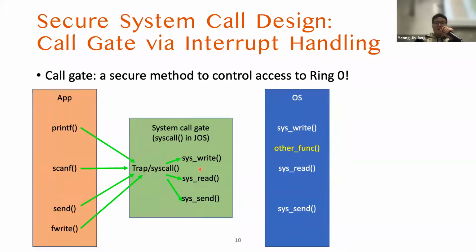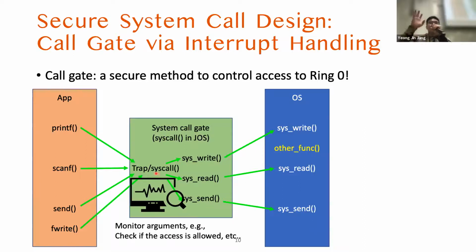So if the number is 1, then it maps to the syswrite. If the number is 2, then that maps to the read. 3, then it maps to the send. And then at the trap, so the trap is somewhere that the ring 3 application tries to invoke the system call. And then we trap that call at this area.